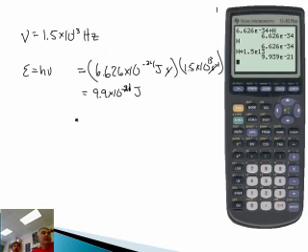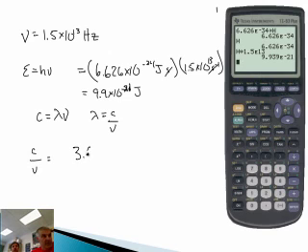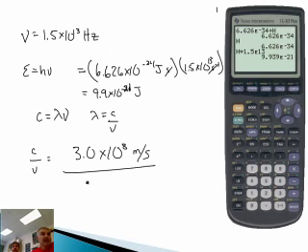Okay, now we have to find one more thing. We have to find wavelength. So let's do c equals lambda nu. I want to find lambda, so lambda is c over nu. So c divided by nu would be 3.0 times 10 to the 8th meters per second, which is what c is all the time, divided by our frequency, which we had up here, 1.5 times 10 to the 13th seconds to the minus 1. The seconds are going to cancel, and you're going to end up with meters.